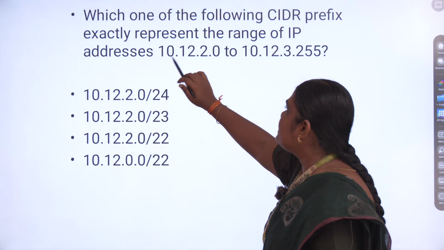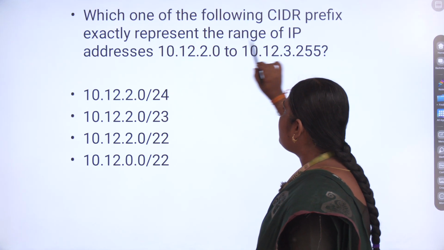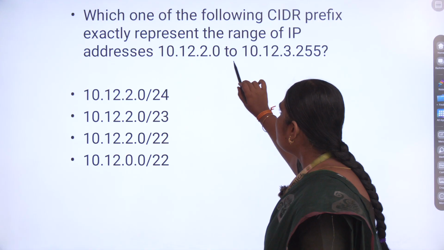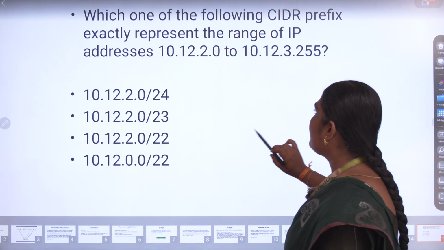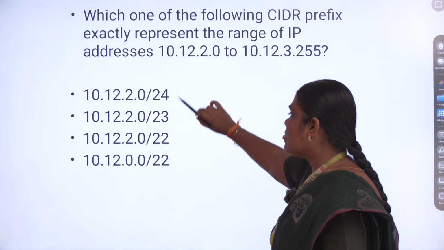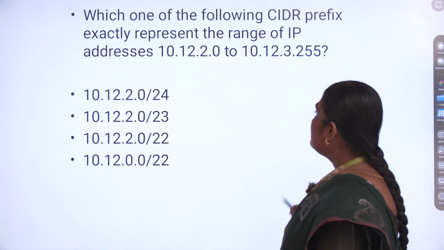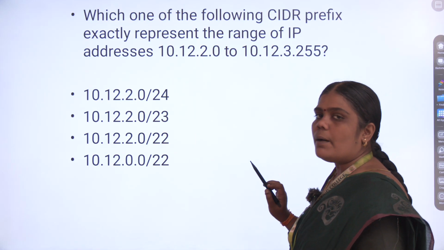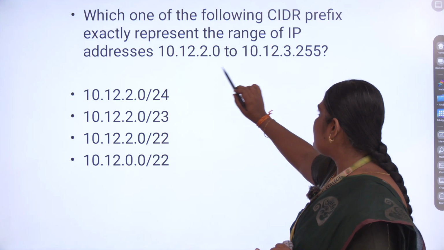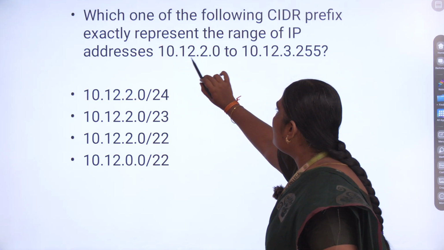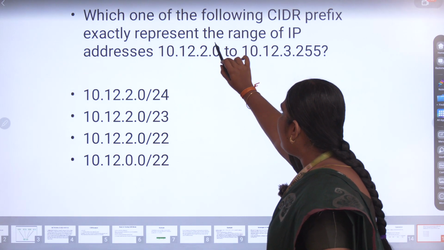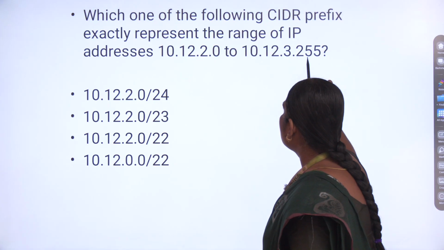Okay, now let's see the second question. Which one of the following CIDR prefixes exactly represents the range of IP addresses 10.12.2.0 to 10.12.3.255? Here they are asking for the network ID or the /n notation. First we have to form a CIDR block or CIDR notation. First we have to check the first rule, whether it is contiguous or not. See here 10.12.2, here 10.12.3, the last block alone is varying. Here 0, here it is 255.